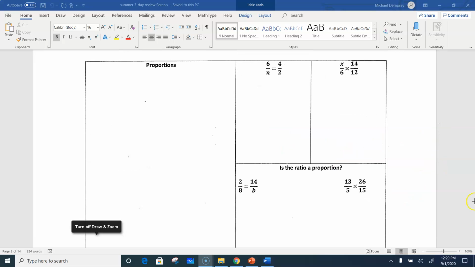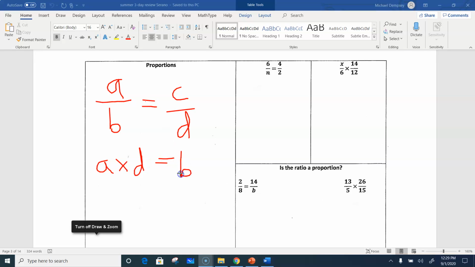Okay? And our last part here, we're solving proportions. We're solving for an unknown variable. So what we do in this case, if I have 6 over n, if these are proportional, is equal to 4 over 2, then the rule for cross multiplication works. If I have this situation where I have a over b is equal to c over d, if they're telling me that that is true, then I know that it's also a true statement that a times d has to be equal to b times c.